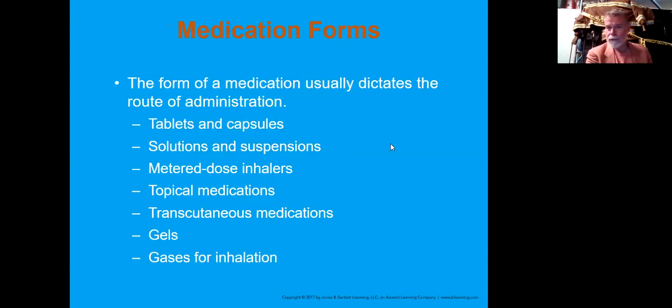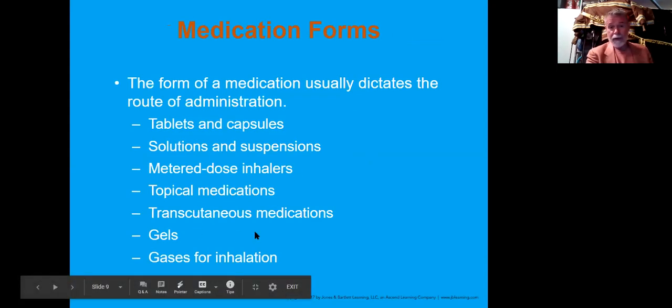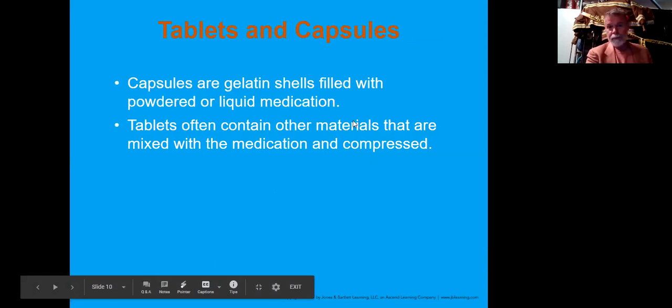The different forms that medications take will dictate the route of administration. Tablets, capsules, how do you think we're going to take those? Yeah, we're most likely just going to swallow them. There's solutions, MDIs or metered dose inhalers. Again, obviously that's something they're going to have to inhale. The gels, rubbing on the skin, gases for inhalation. Hey, oxygen is your friend. So again, understand it has a rapid absorption rate.